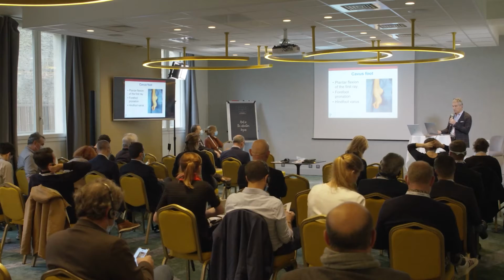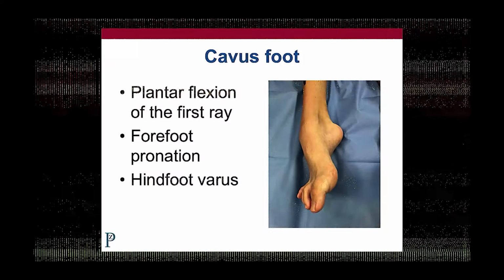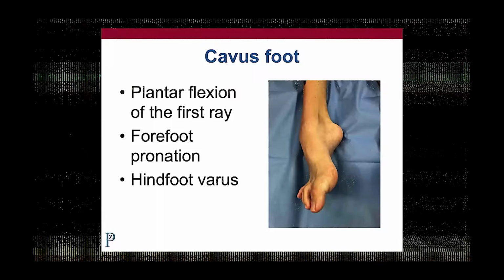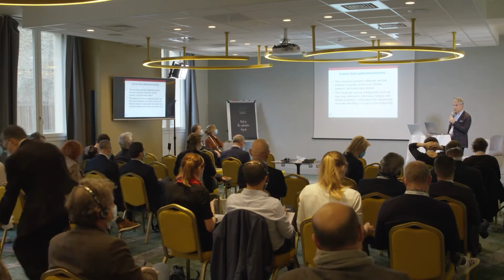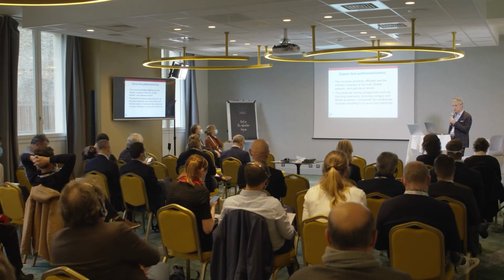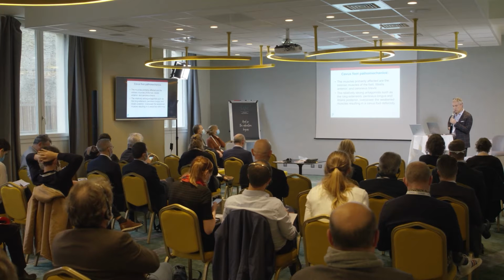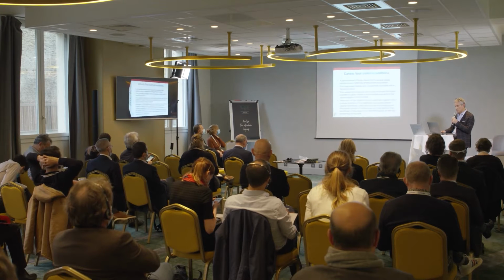And we will talk about the cavus foot in Charcot-Marie-Tooth. The most common deformity in cavus foot is a plantar flexion of the first ray that gives a forefoot pronation and secondary in-foot varus. The pathomechanic of the deformity is due to the imbalance of the muscles. The muscles primarily affected are the intrinsic muscles of the foot, the tibial anterior and peroneus brevis that don't work, and the strong antagonists, such as the long extensor, peroneus longus, and tibial posterior, that overpower the weak muscles, resulting in a cavus foot deformity.